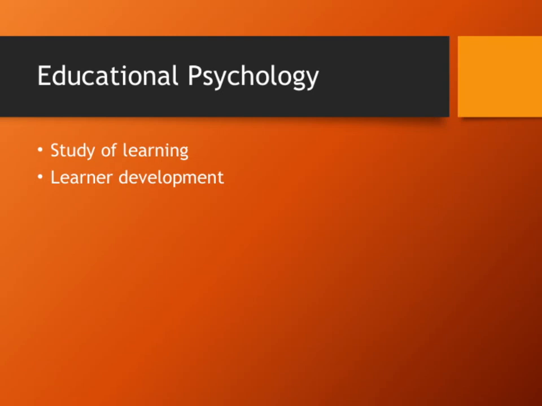Let's take a closer look at the study of learning, which is fundamental to understanding how students develop and acquire new skills and knowledge. When we talk about learner development, we're really focusing on how individuals grow intellectually, emotionally, and socially as they progress through different stages of education. It's important to recognize that each learner is unique, and their developmental needs can vary widely. Educational psychology plays a crucial role here because it helps us understand the underlying mental processes involved in learning, things like memory, motivation, and problem solving.